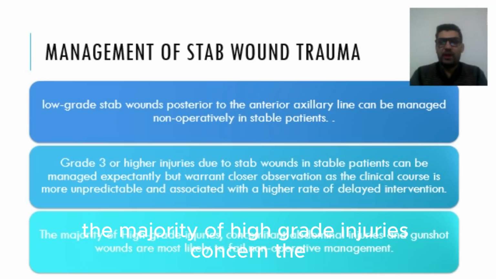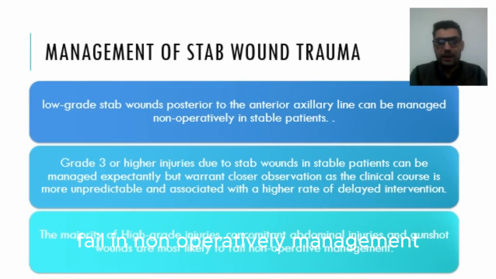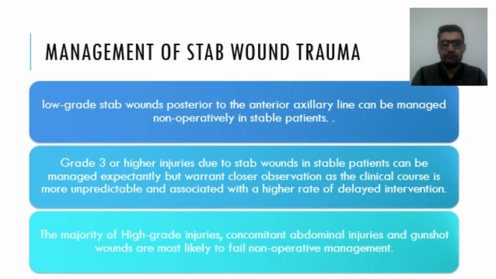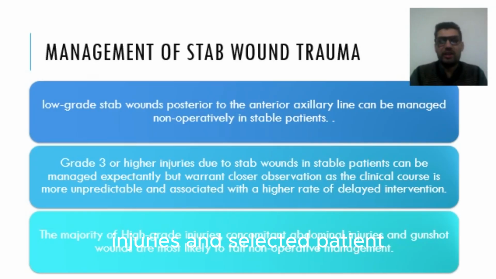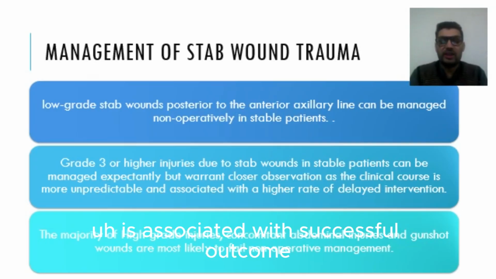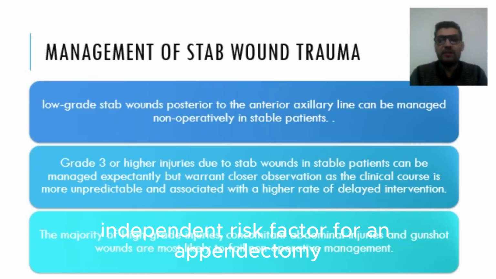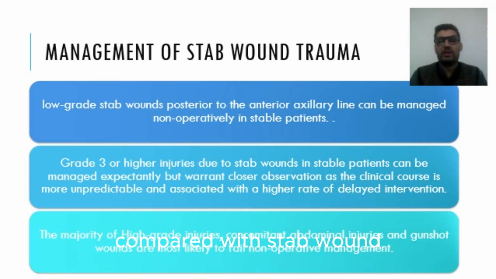The majority of high-grade injuries with concomitant abdominal injuries and gunshot wounds are most likely to fail non-operative management, and so surgical intervention is required. Overall, non-operative management of penetrating injuries in selected patients is associated with successful outcome in up to 50% of stab wounds and up to 40% of gunshot wounds. A gunshot wound is an independent risk factor for nephrectomy in grade 4 and 5 traumatic renal injuries compared with stab wound.